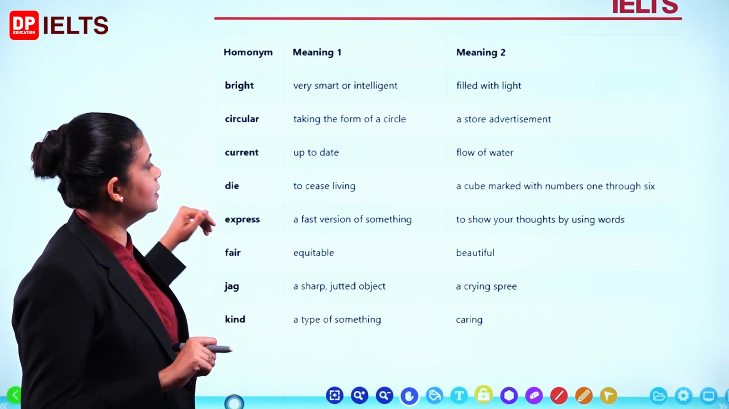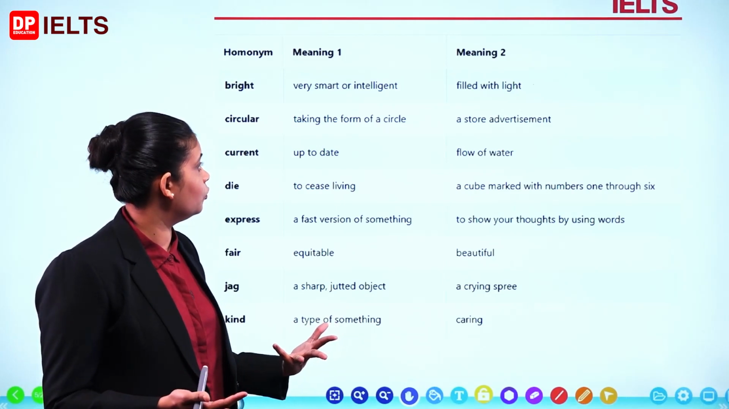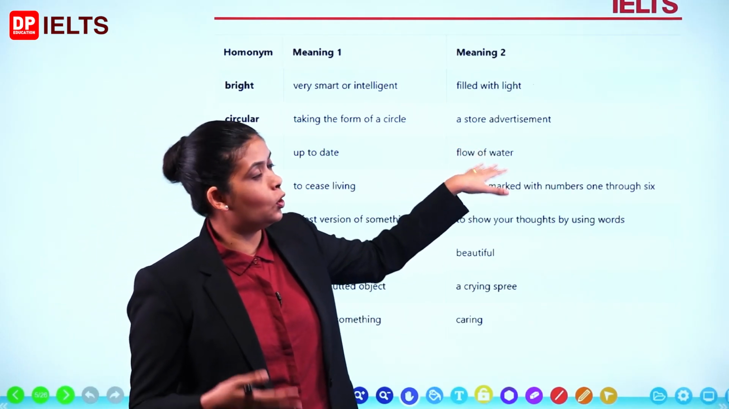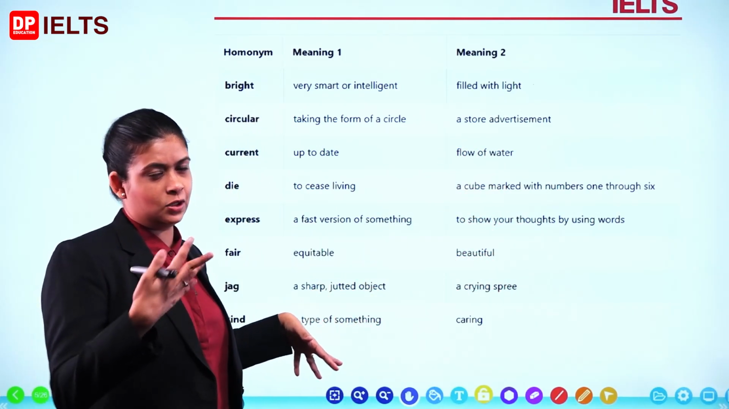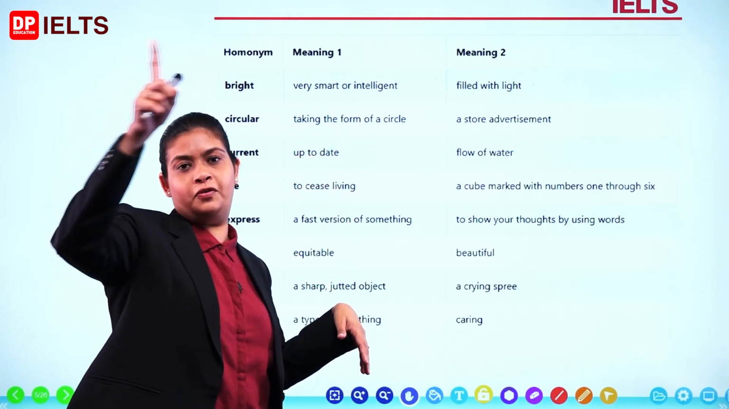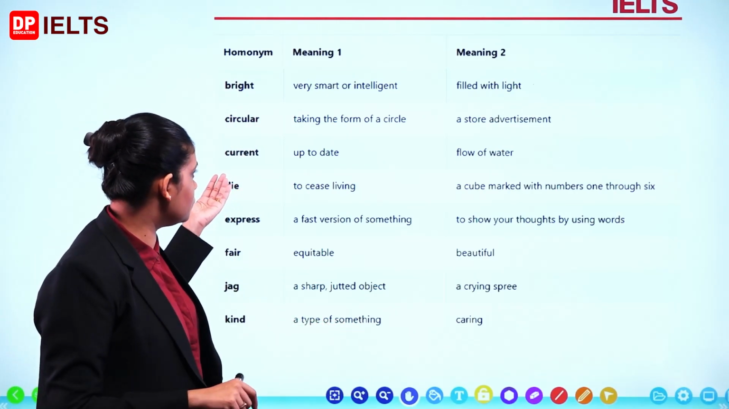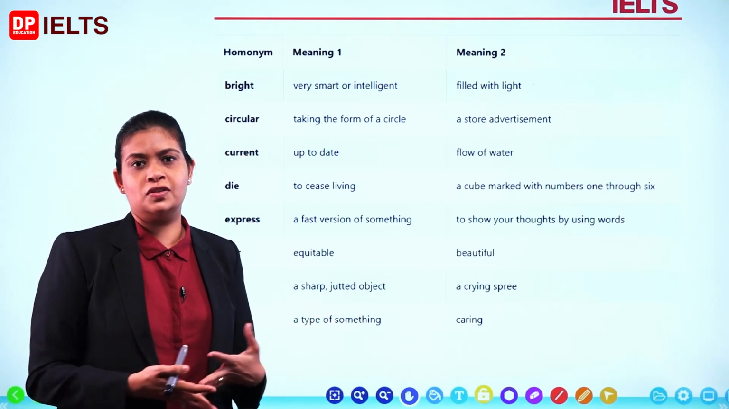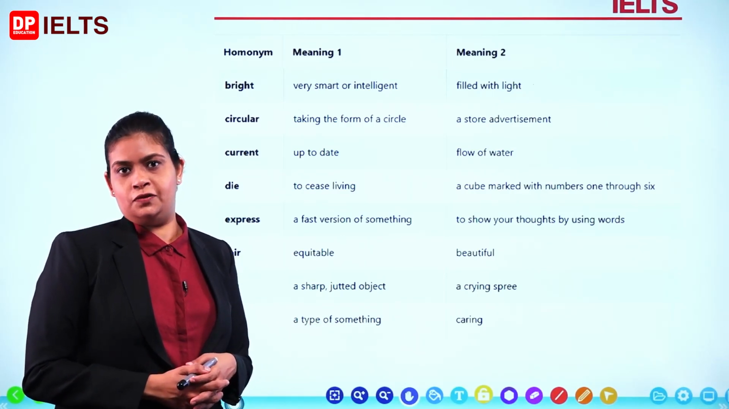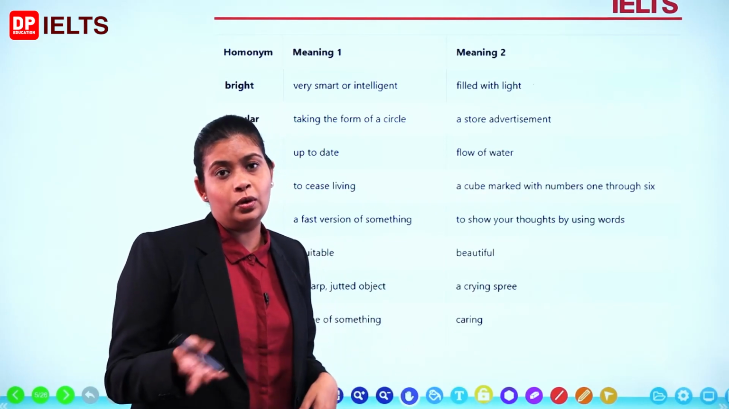Circular, right? So the government has passed on this circular, right? Which means an advertisement kind of thing, like a set of regulations. Circular is also a form of being in a circle, right? Current is being up to date. You know, she has all the current information, up to date information. Current is also the flow of the water.